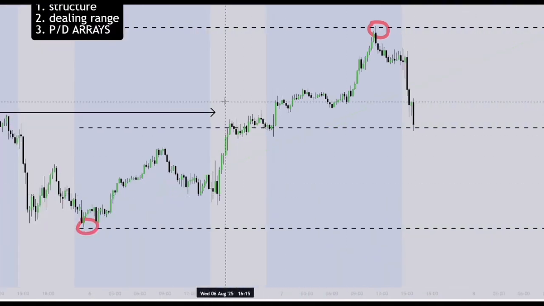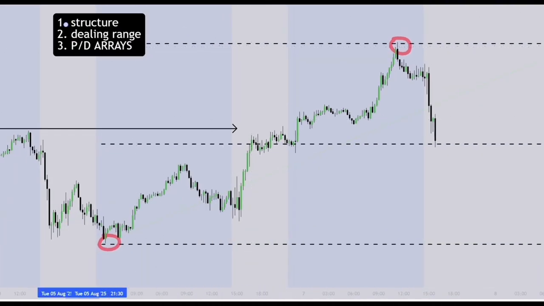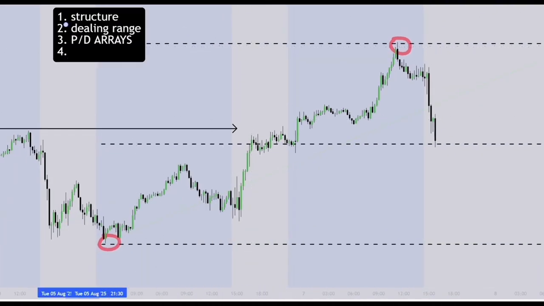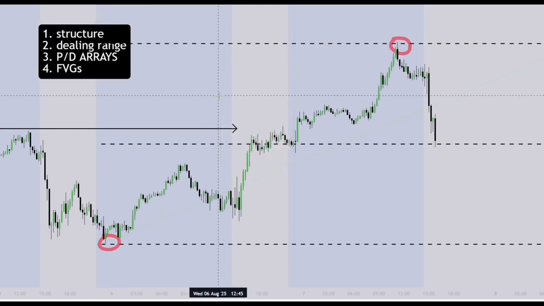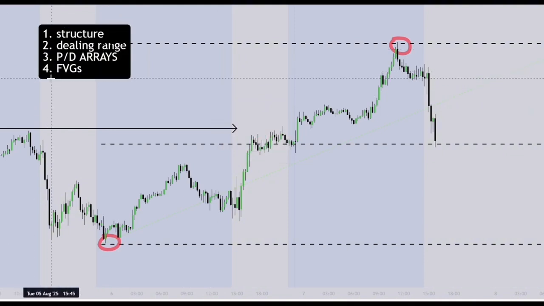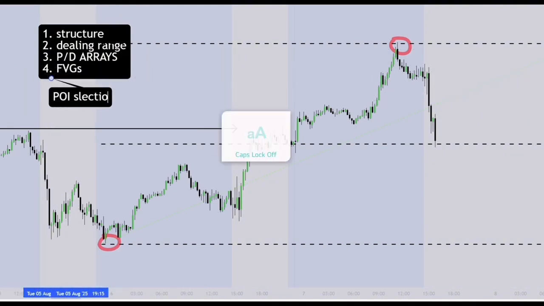use the four-pillar approach. So the four-pillar approach is now, number 4 is fair value gaps. I'm just going to write FVGs for short, right? So fair value gaps are essentially imbalances, inefficiencies, right? So by using the four-pillar approach, what you've derived is POI selection. POI selection is the bread and butter as to how I trade, right?